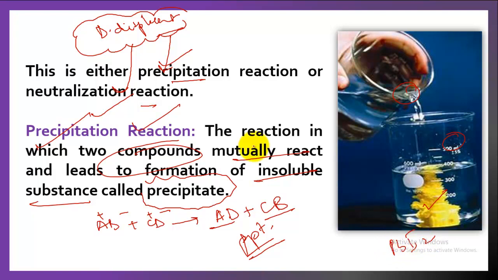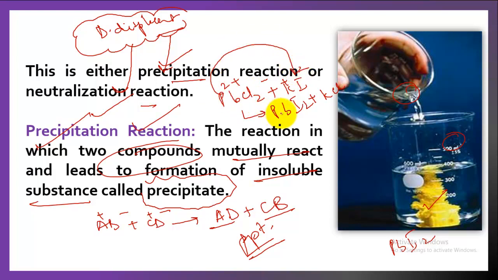Right. So this can occur, for example, if we have PbCl2 and potassium iodide. When we mix them, we get PbI2 and we get KCl, because they have mutually exchanged their ions. So Pb combines with I to form PbI2 and K reacts with Cl to form KCl. So this is an example of a precipitation reaction.